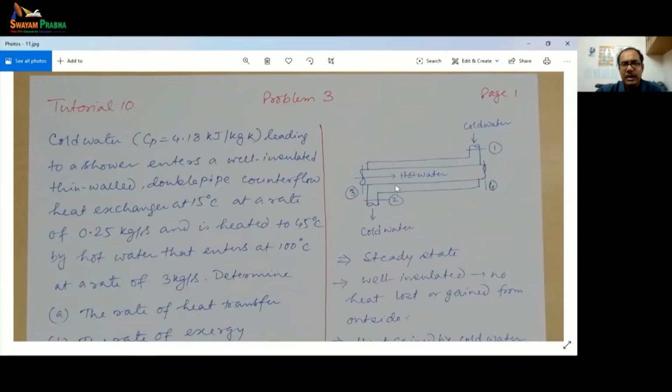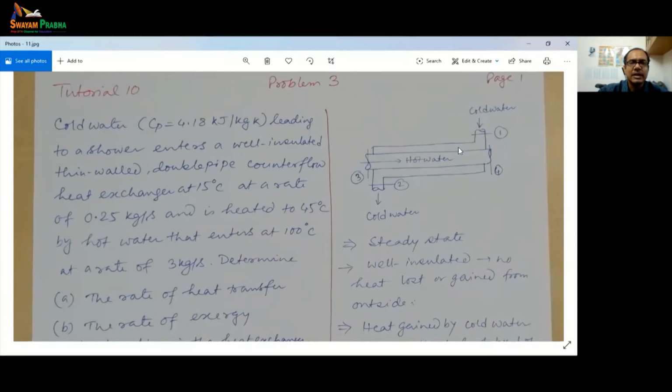So what is happening here? Hot water is flowing through one pipe, and in another pipe, like a shell and tube kind of heat exchanger, cold water is flowing through the outside pipe. Okay, and it is said to be well insulated. So the whole thing is insulated, so heat exchange is not happening with the ambient. It is happening only between the hot and cold water in the two pipes, and both of them are thin walled. So that means there is no loss or no storage in the pipe itself.